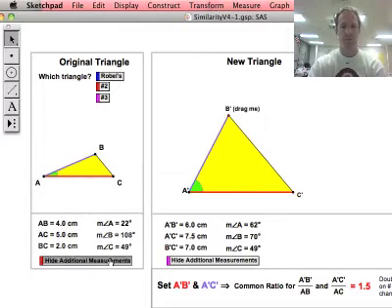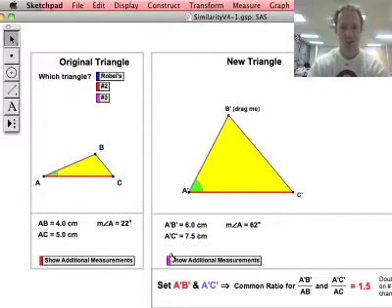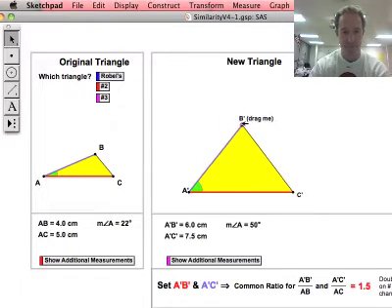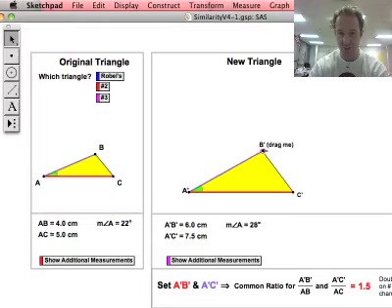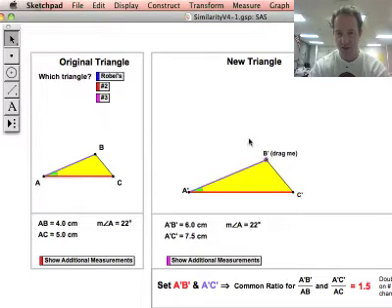Here we have two pairs of sides. 6 over 4 is 1.5. 7.5 over 5 is 1.5. So two pairs of sides giving us the same ratio. Let's make these green angles the same. I'm going to drag this so that this angle is 22. They kind of look more similar.